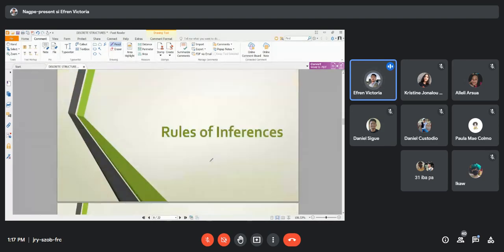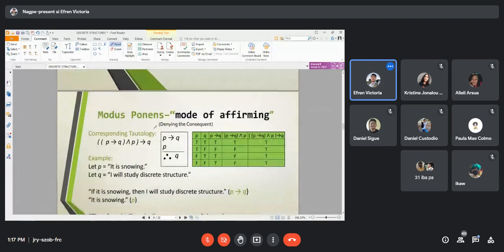So, rules of inferences. We have modus ponens, na binigay ng example dun sa previous slide. Modus ponens, mode of affirming the antecedent. So, there are corresponding tautology. If P then Q, and P, then Q. So, ito na yung binigay kanina.